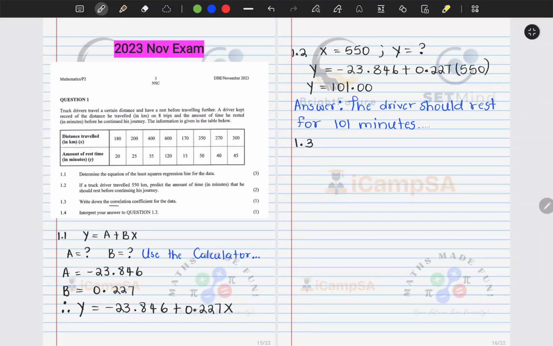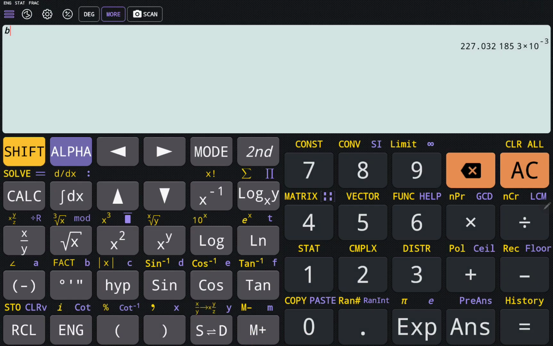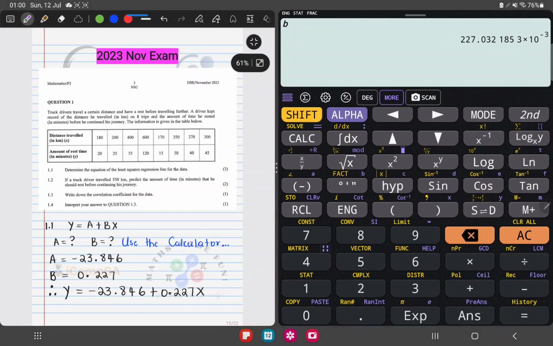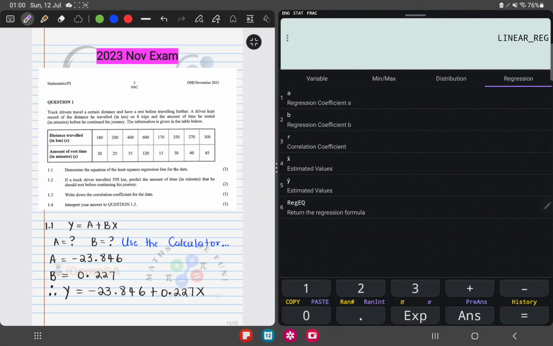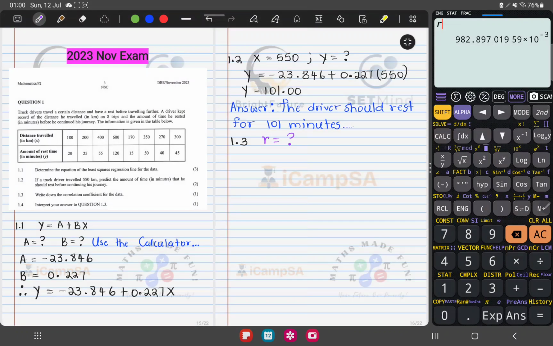So 1.3, they are saying write the correlation coefficient. What are they looking for? Essentially, they are trying to figure out what is R. So let's go to our calculator and quickly see what R is. Shift 1, R. So there's my R from my calculator.